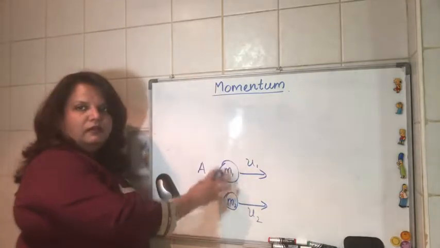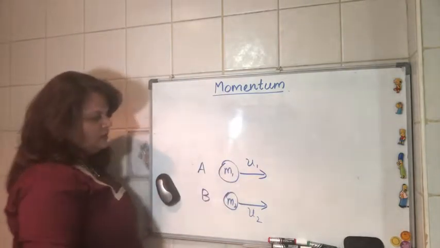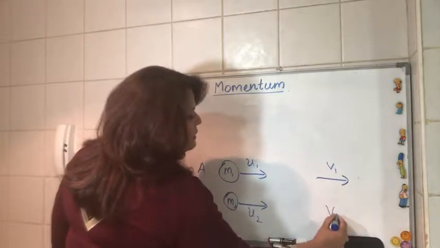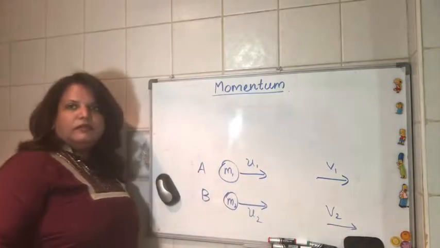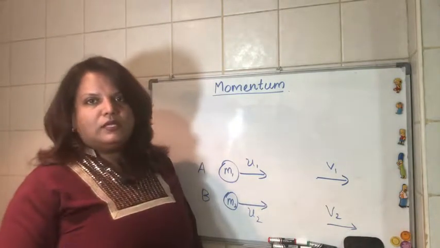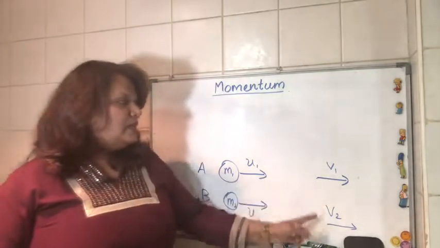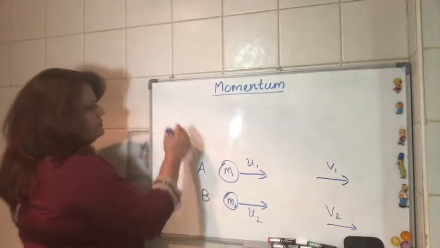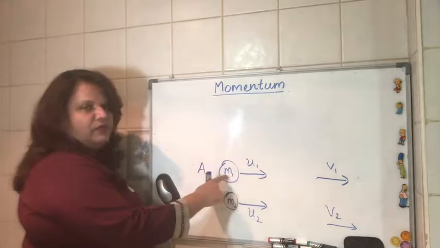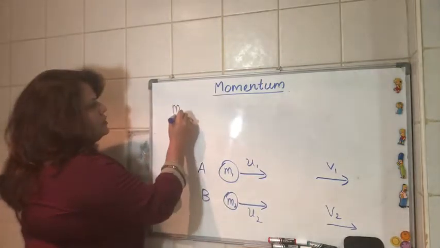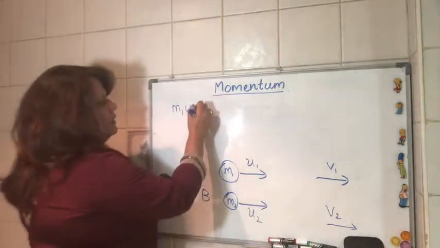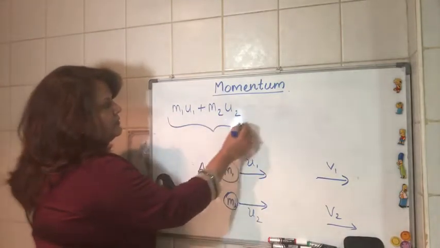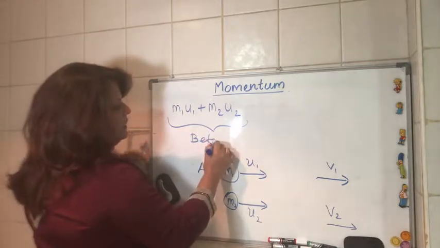So these are the quantities before collision, and after collision, they move ahead with velocities v1 and v2. Naturally, there will be a change in their velocities because of the impact. So how can we write it as a formula? Before collision, momentum of m1 will be mass into velocity, m1 u1. The second object's momentum will be m2 u2. So this together gives the momentum before impact.